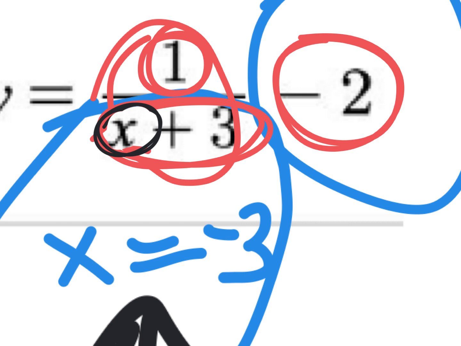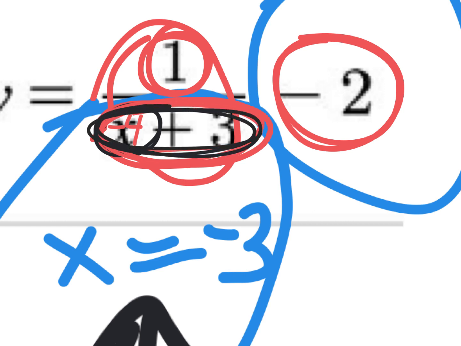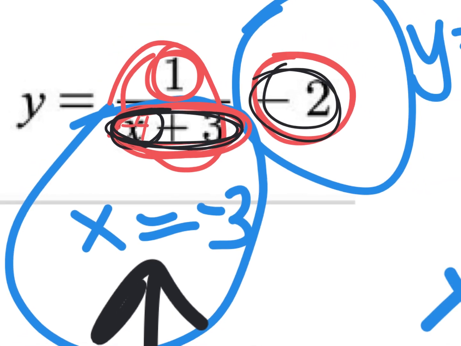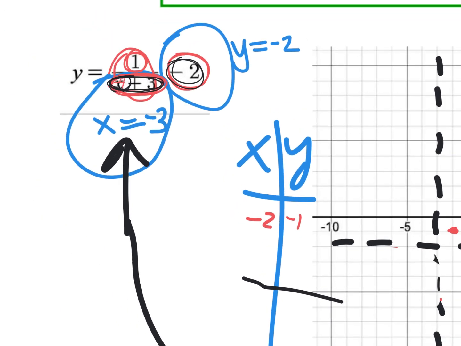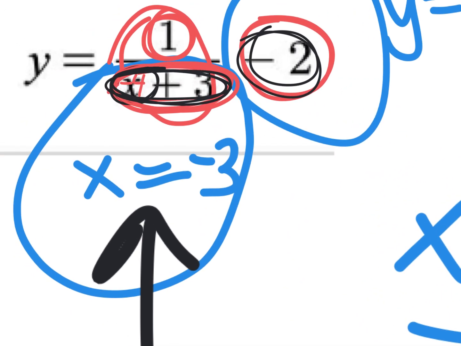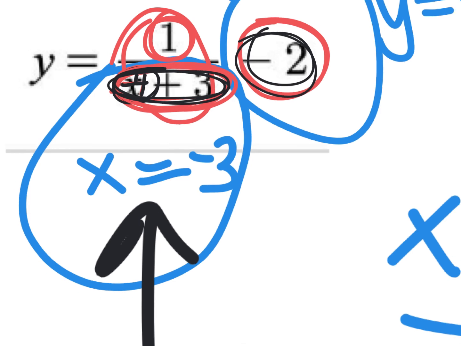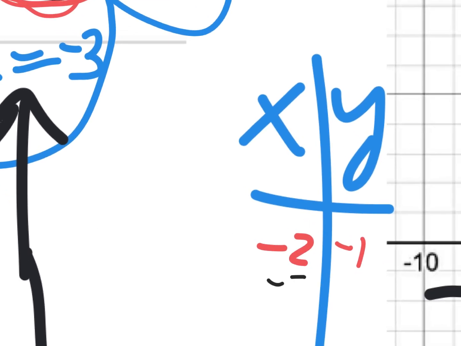-4, good call. Because -4 plus 3 comes out to -1. And 1 over -1 works really nice. 1 over -1 is -1. Minus 2 makes -1, minus 2 makes -3. So when we stuck in -4 right here, see, -4, we got -3.